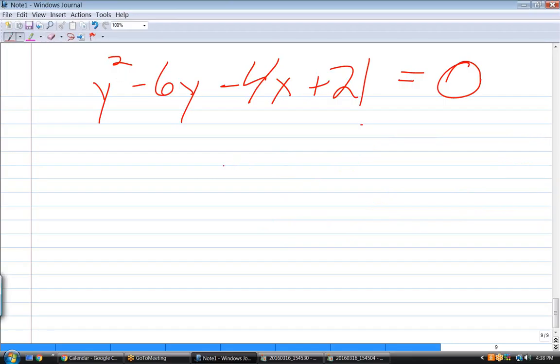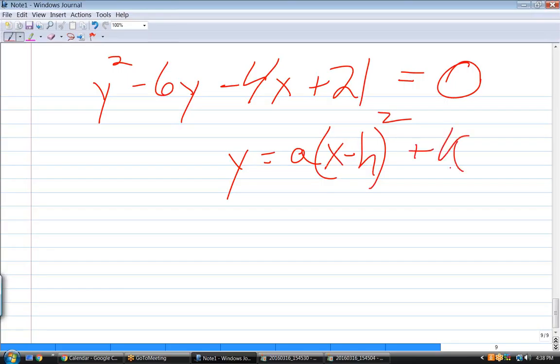Now, let's talk about the general format for a parabola. First of all, if we go back to your Algebra 1 class, this is the general format. We were only dealing with vertical parabolas that either went up or down. And this is what they taught you. That's the vertex format for a parabola.